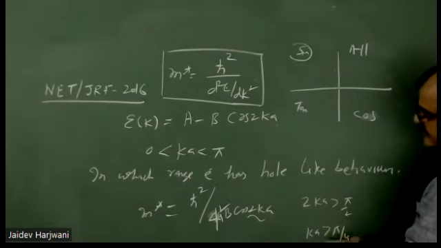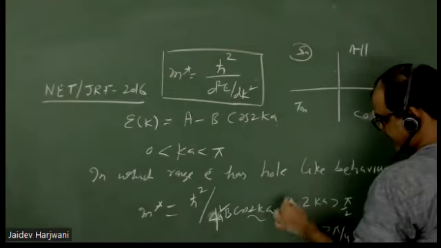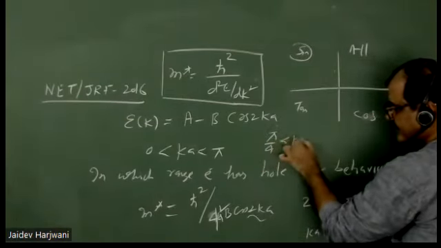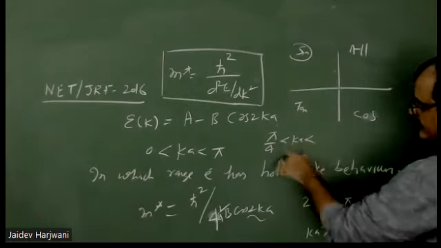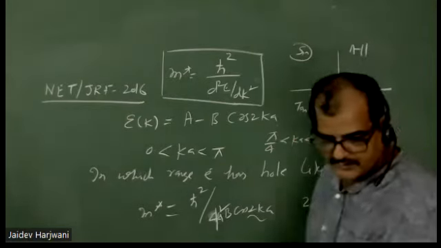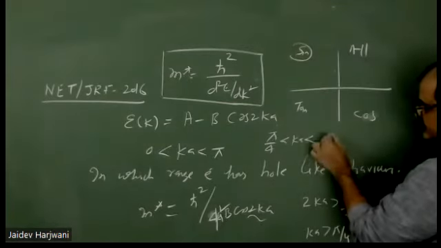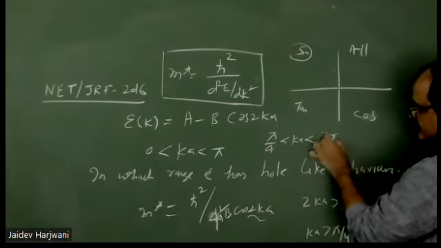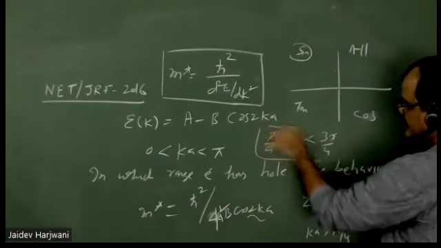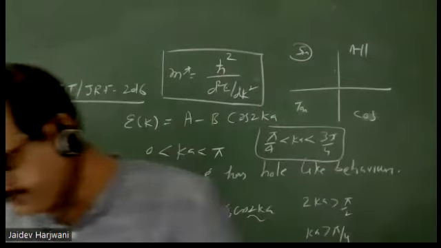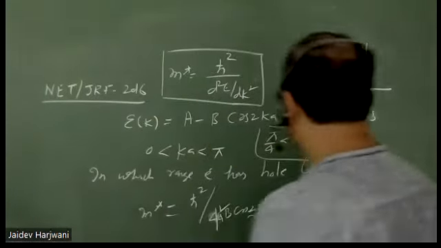Whenever k is greater than pi by 4, the mass will be negative. So my range is k greater than pi by 4, or less than 3 pi by 4, since it is negative up to 3 pi by 4 as well. So this is my range. In this range your electron will behave like a hole.